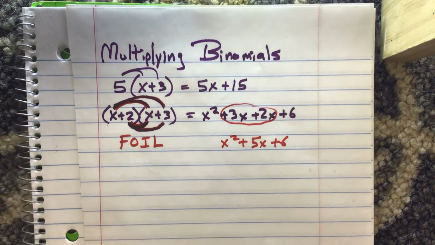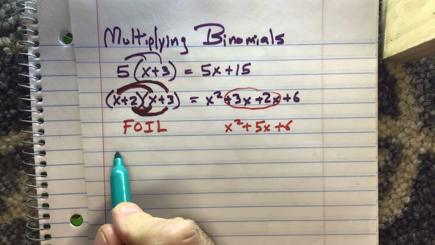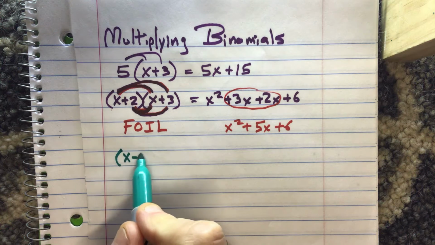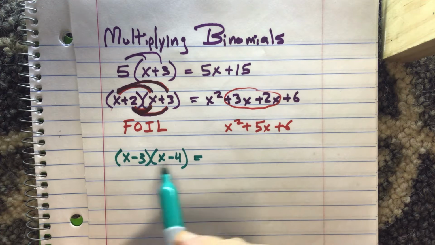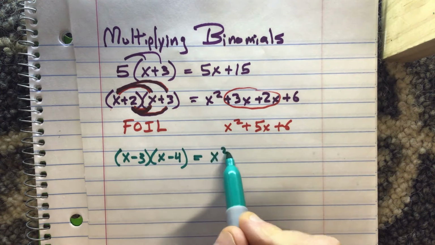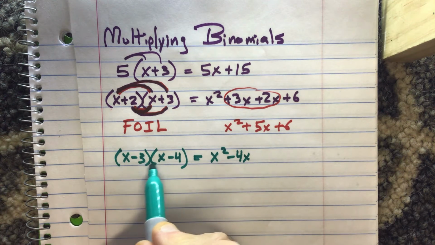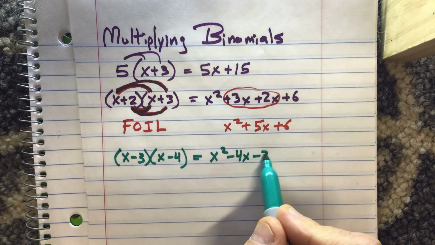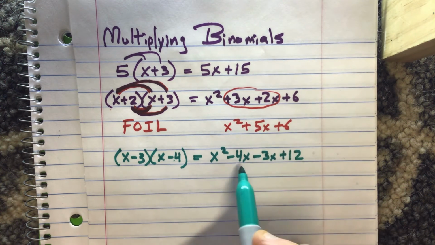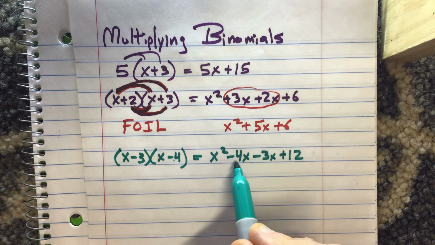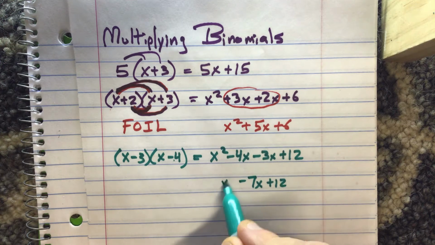Okay, let me just do a couple more examples. The only difference in these examples is I want to show you what happens when these are not both positive. So let's make them first both negative. So x minus 3, x minus 4. X times x is x squared. X times negative 4, negative 4x. X times negative 3, negative 3x. And negative 3 times negative 4 is positive 12. And when I combine these two, a negative 4 and a negative 3, I get negative 7x plus 12.